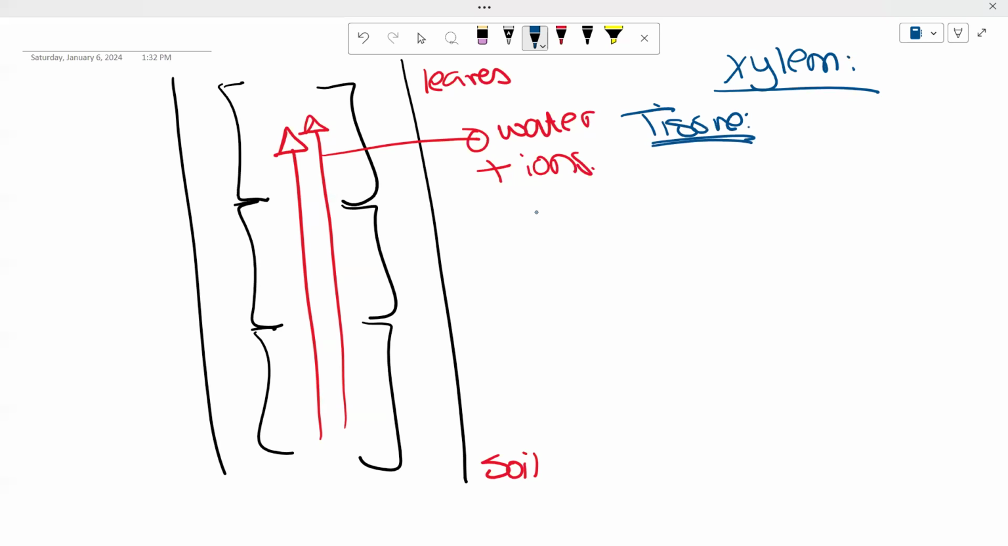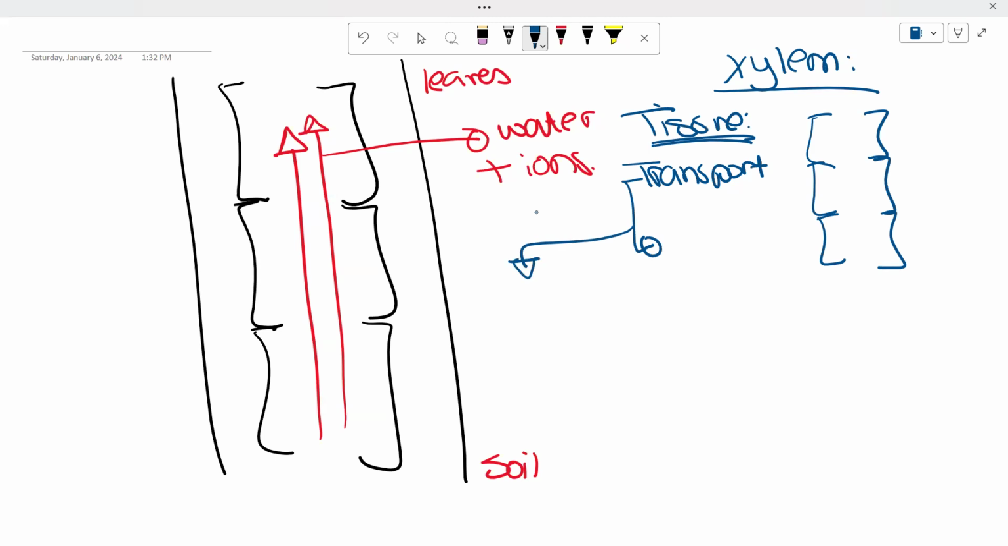What is a tissue? A tissue is made up of similar cells that work together to carry out a particular function. It is made up of many cells that will create the xylem. Okay, so the xylem is a tissue. It is part of the transport tissue. Because what is the function of the xylem? Actually, the xylem has two functions.